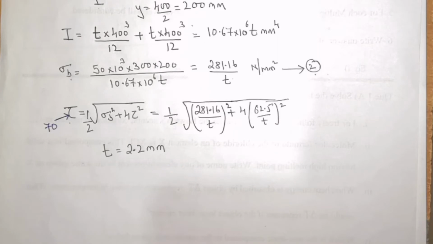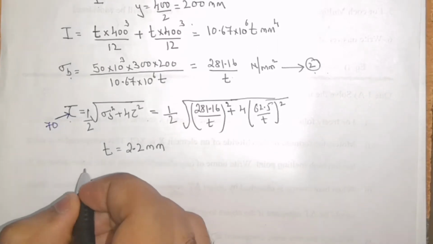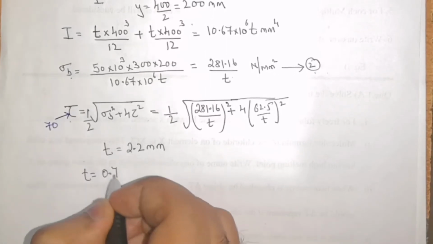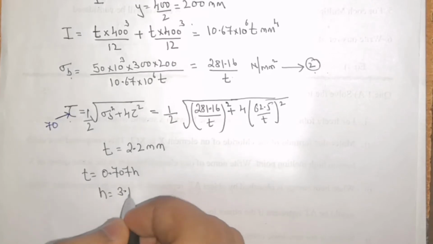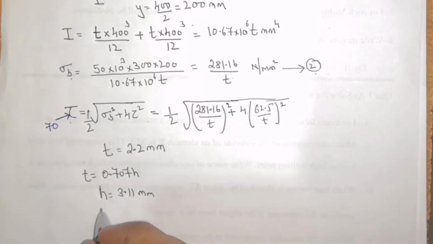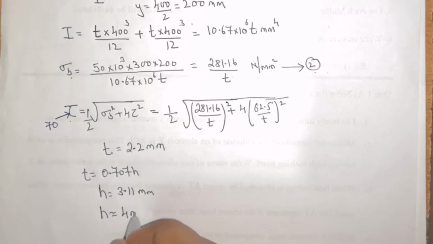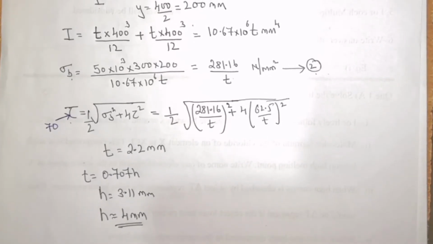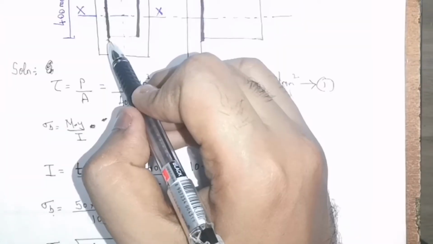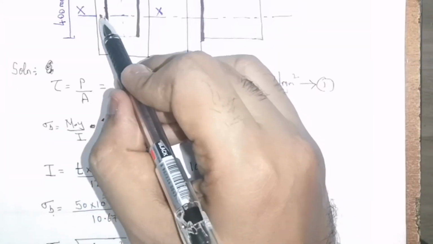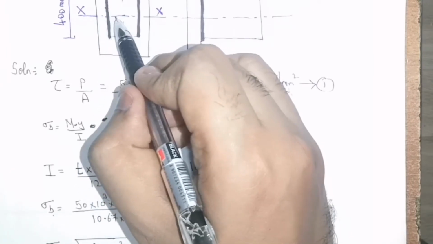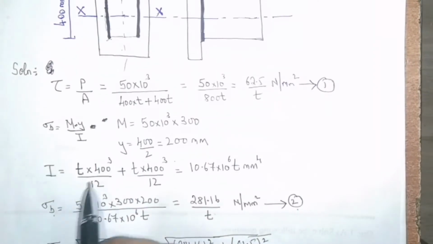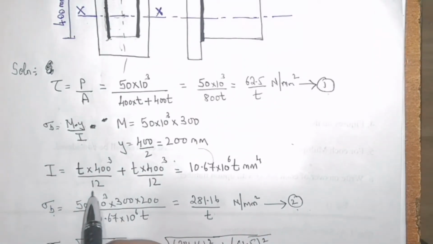In the question we were required to find the size of the welds, that is H. So from the relation T is equal to 0.707 H, I will get the value of H as 3.11 mm, or I can write H is approximately equal to 4 mm. This completes the solution. As we considered this as a rectangle, we wrote the moment of inertia of this rectangle about this axis as BD cube by 12. Hence we wrote it as T into 400 cube divided by 12.